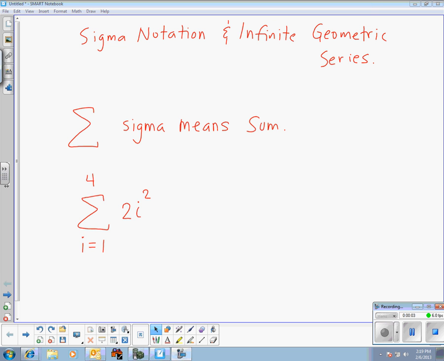Okay, guys, this is our lesson on two topics in our sequence and series unit. We're going to talk about sigma notation and infinite geometric series. So this right here is a sigma. This is a capital Greek letter. It's sort of like the Greek version of E.